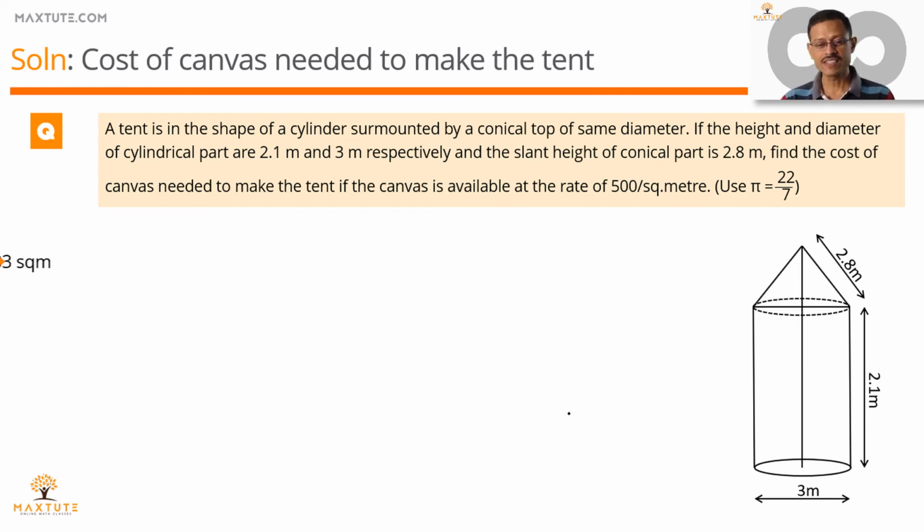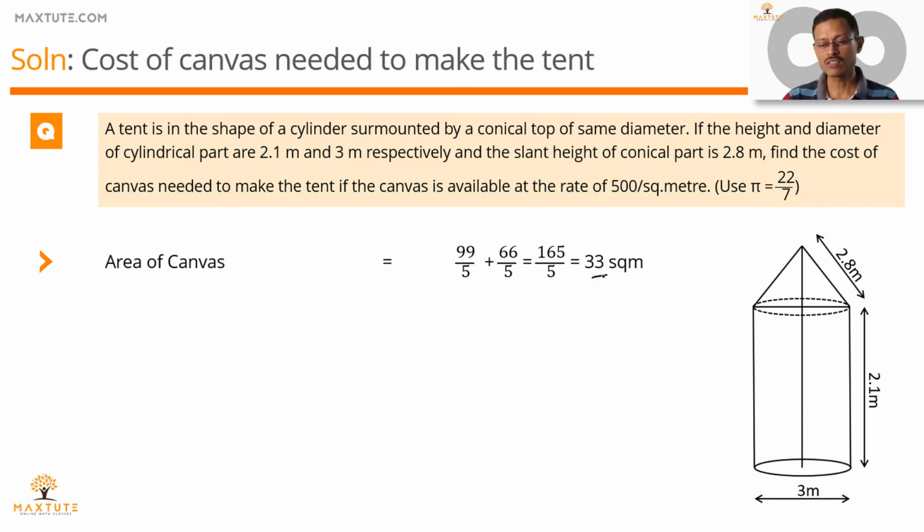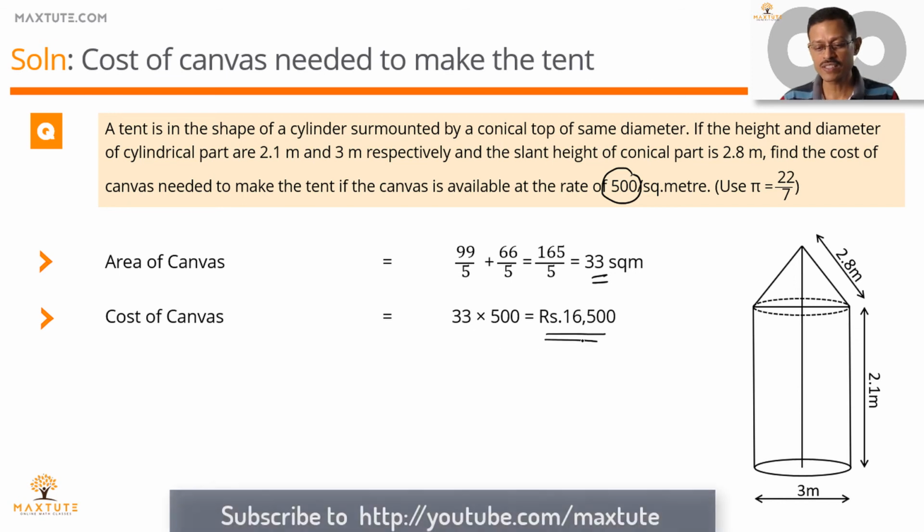Now the total area is 99 plus 66 by 5, which is 165 by 5 or 33 square meters. The cost per square meter is 500 rupees. Total area is 33 square meters. So cost is 33 into 500, which is rupees 16,500.